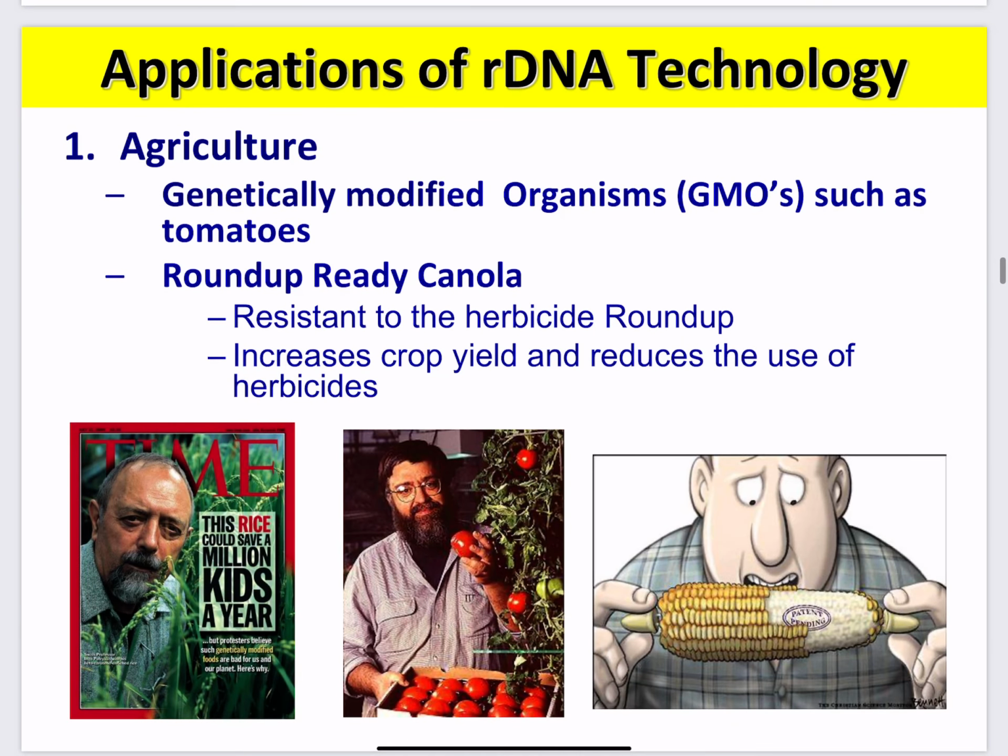Now, why do we do this? Well, there's a number of reasons. The first one that we have here is for agriculture. Maybe we want to genetically modify some organisms, and in this case the example is tomatoes, and there's a Flavr Savr tomato picture down there, and it was supposed to resist cold weather and last longer, though it never went to market. Another one that is there is Roundup Ready canola. So this canola has been genetically modified to resist the herbicide Roundup, which, if you know, kills everything else except for the canola. So it'll kill all the weeds surrounding it, which increases crop yields and also reduces the use of other herbicides.